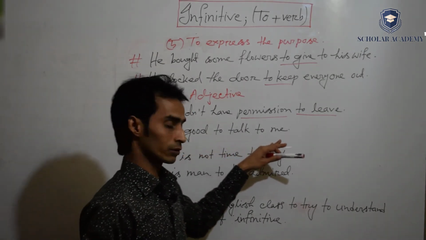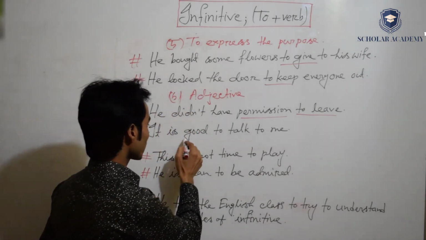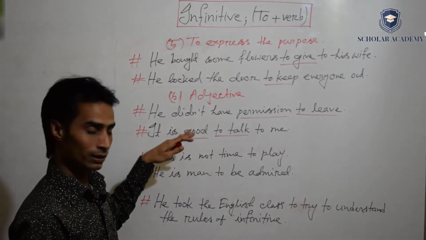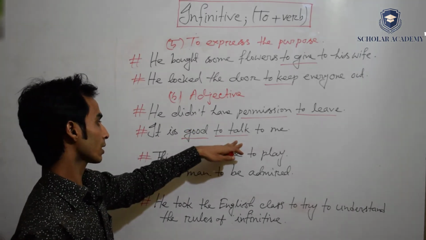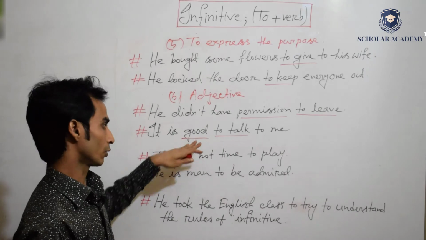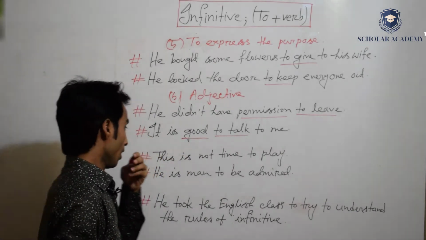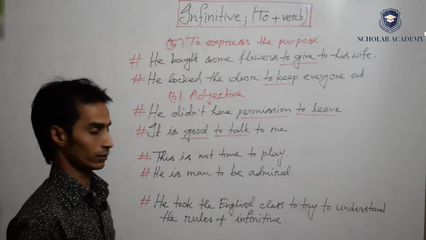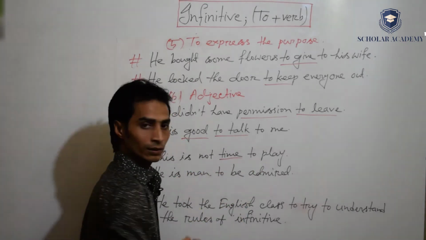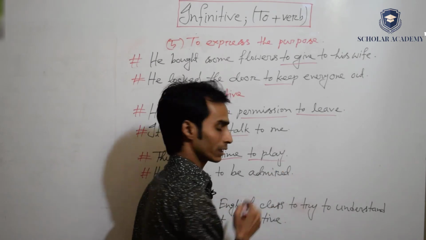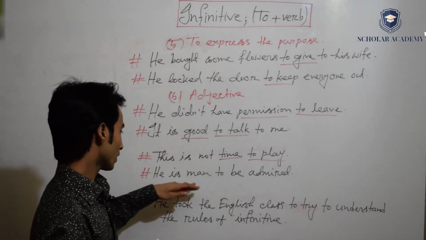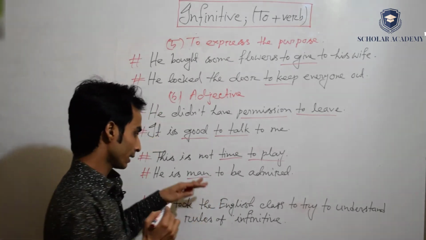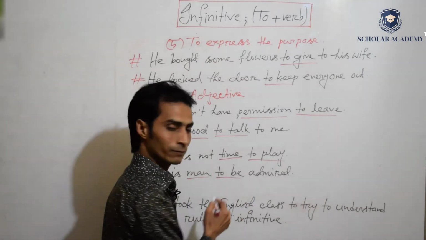It is good to talk to me. Here good is an adjective and to talk is an infinitive. So in this sentence also, infinitive is used to modify the adjective good. This is not the time to play. Here time is a noun and to play is an infinitive. This is a man to be admired. Here man is a noun and to be admired is an infinitive.